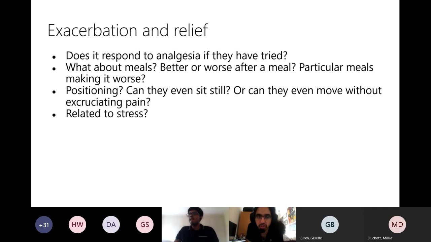Yeah, thanks, James. So peritonitis is excruciatingly painful. Patients will often find it very, very difficult to do any movement that involves moving their abdomen, which is most movements. Sitting up, turning, walking, and so on, will be really, really painful. And then related to stress, that points towards something functional, so IBS, for example, or an anxiety disorder.